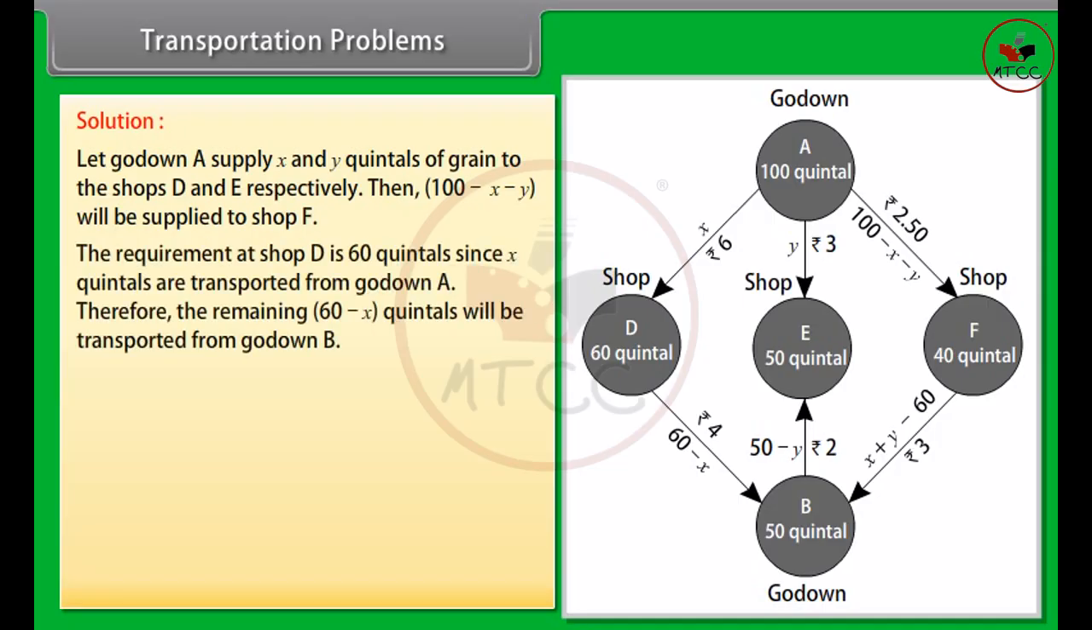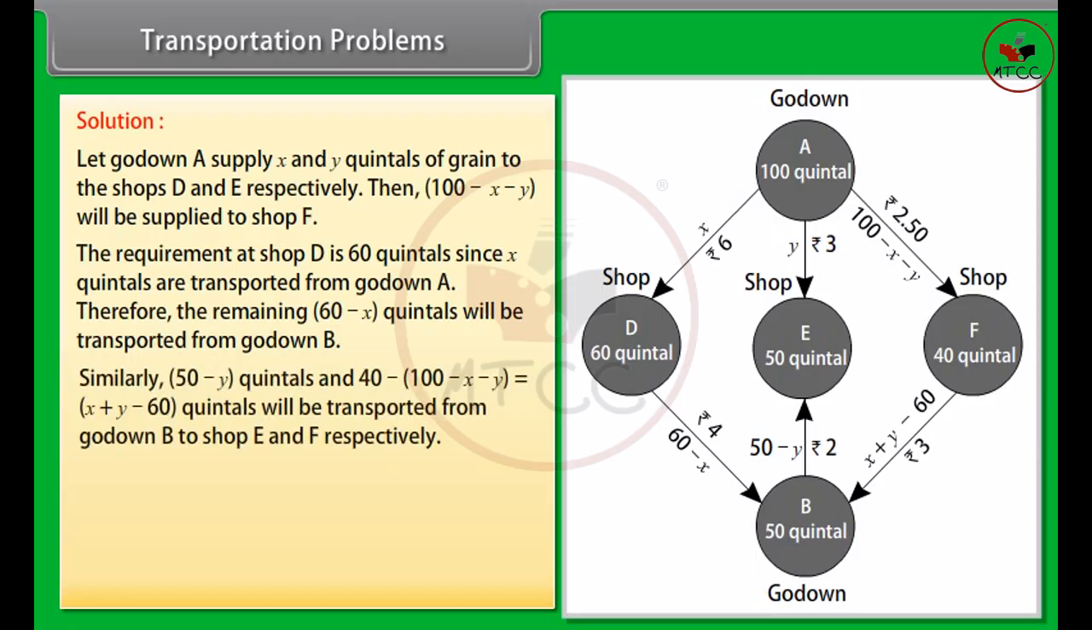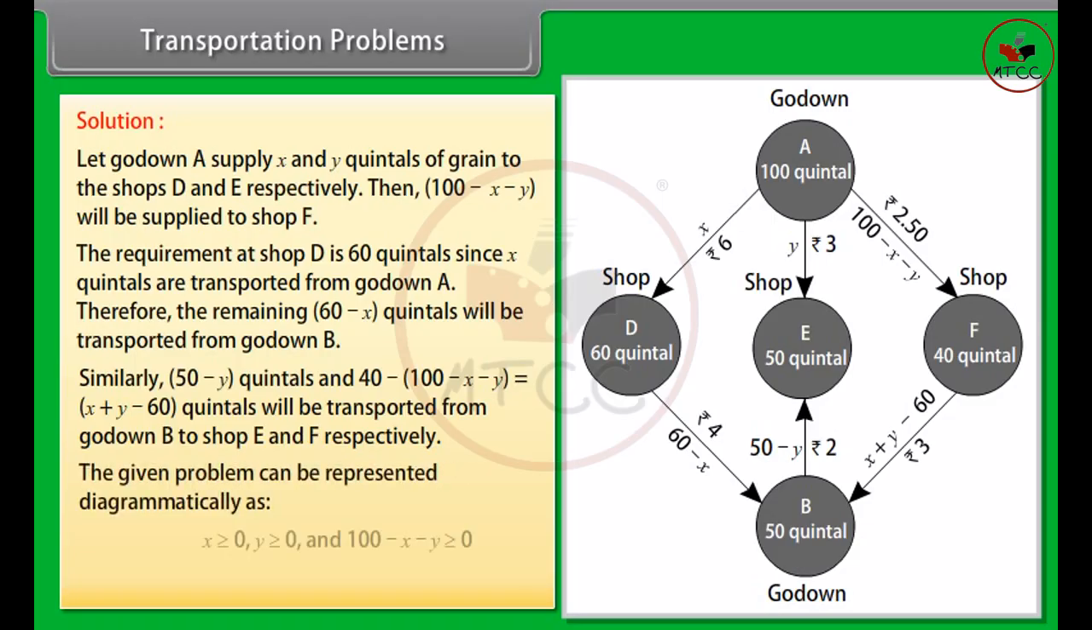The requirement at shop D is 60 quintals. Since x quintals are transported from godown A, the remaining 60 minus x quintals will be transported from godown B. Similarly, 50 minus y quintals and 40 minus (100 minus x minus y), which equals x plus y minus 60 quintals, will be transported from godown B to shops E and F respectively. The given problem can be represented diagrammatically.